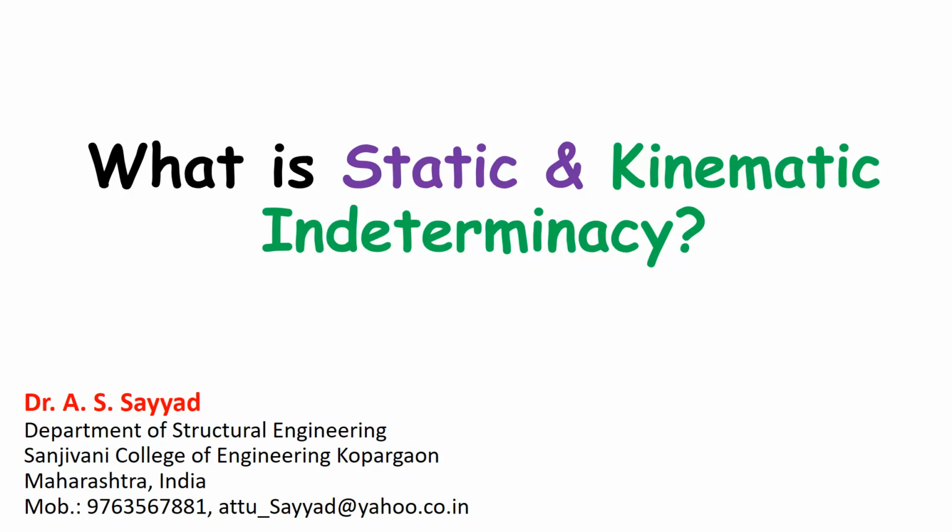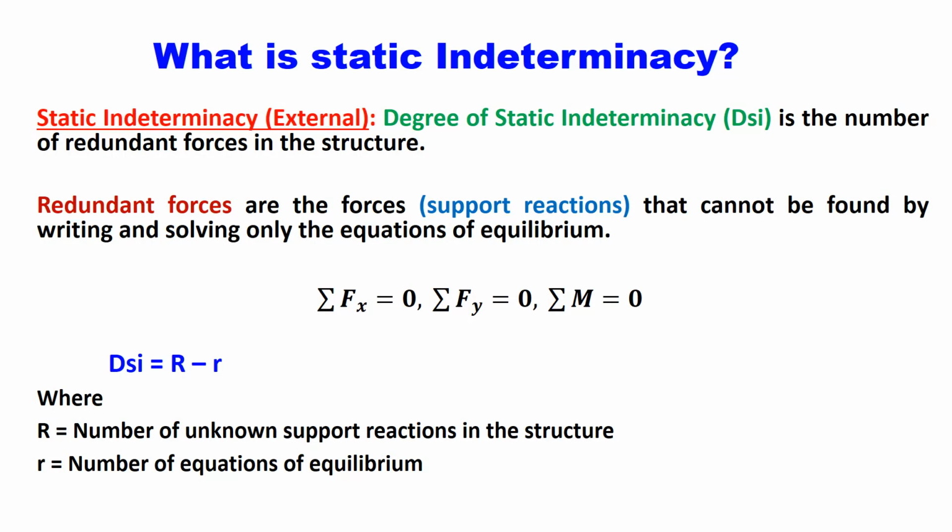Today in this video we will discuss what static and kinematic indeterminacy are. What is static indeterminacy? Static indeterminacies are of two types: static indeterminacy external and static indeterminacy internal. First we will discuss static indeterminacy externally. The degree of static indeterminacy externally is the number of redundant forces in the structure.